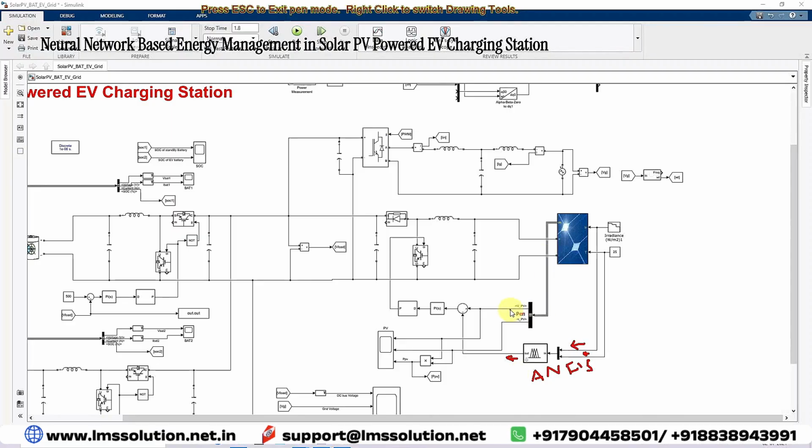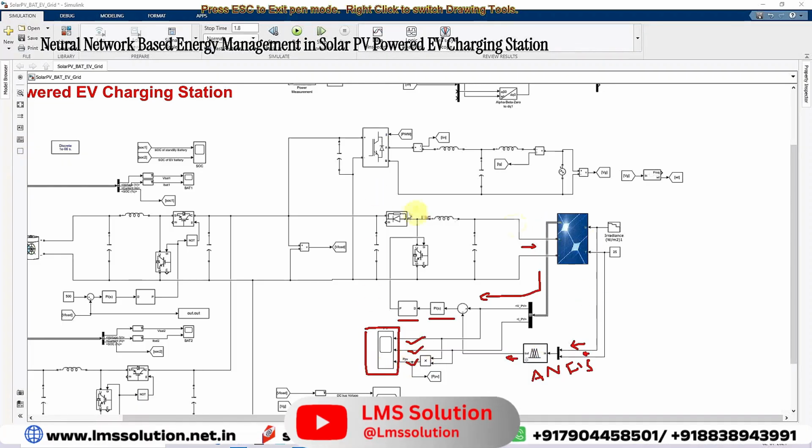Here we are measuring the PV voltage. This PV voltage is compared with the voltage reference from the ANFIS controller, and then we process it via the PV controller, and then via the PWM generator to generate the pulse for this IGBT to extract the maximum power from the PV panel. Here we have another block, the scope block. This is used for measuring the PV voltage, current and power. This is the arrangement of the solar PV system in the solar powered EV charging station.